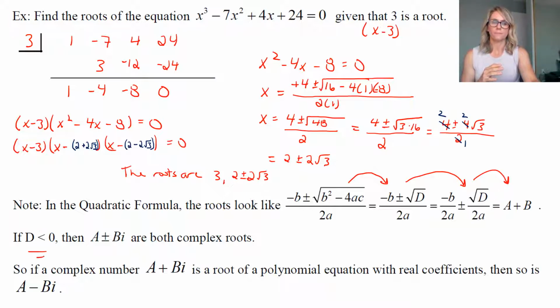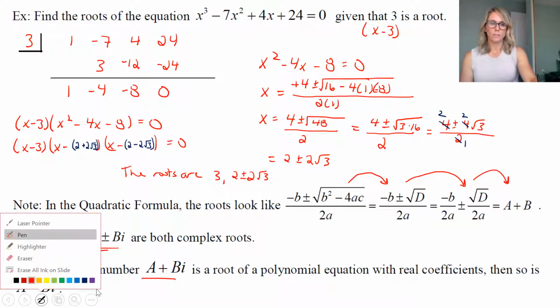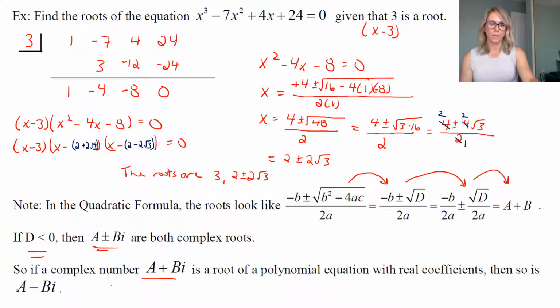If d is negative, then you're taking the square root of a negative, which means that you have 2 complex roots, a plus or minus bi. Okay. What you want to understand is if you have one of these, a plus bi, you're going to have a minus bi. Just understand that. I can't really underline it because it goes into my settings. So you're going to have both. You're going to have a plus bi, you're going to have a minus bi.